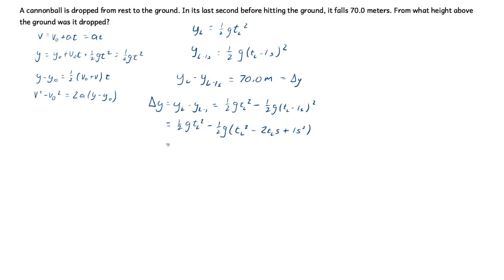Distribute that 1/2 g through it. Actually, what we can probably do is just factor out the 1/2 g from both sides. So 2 delta y over g equals t sub L squared minus t sub L squared. So that's going to cancel, plus 2 t sub L times 1 second minus 1 second squared. As I said, these are going to cancel out because they're negating each other.